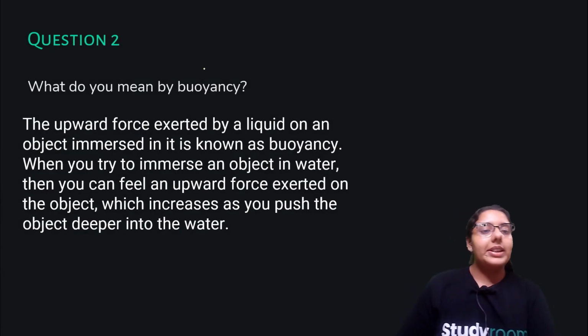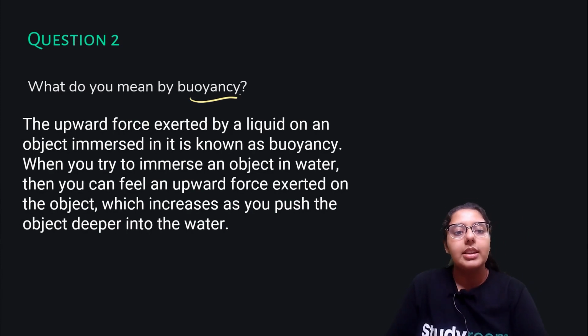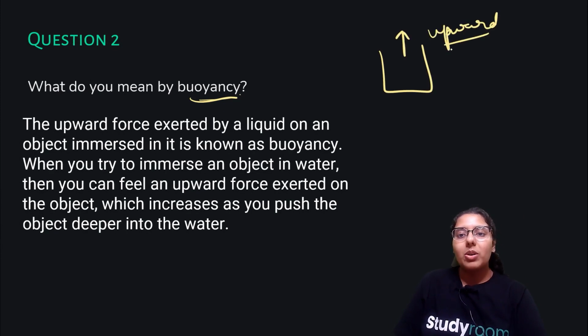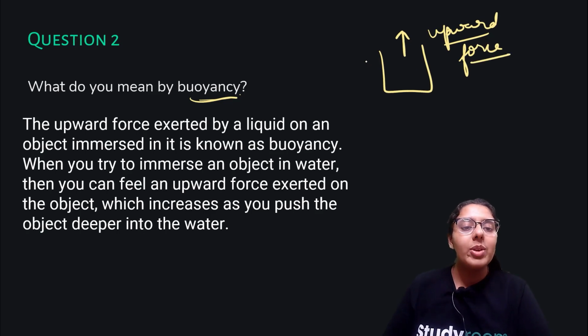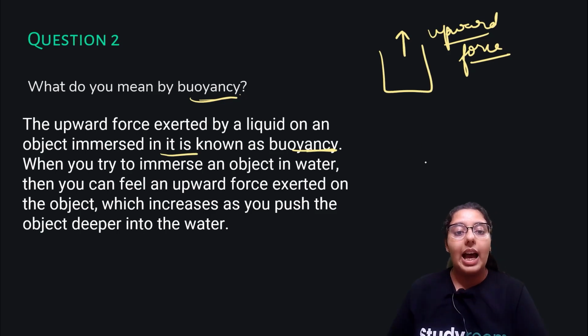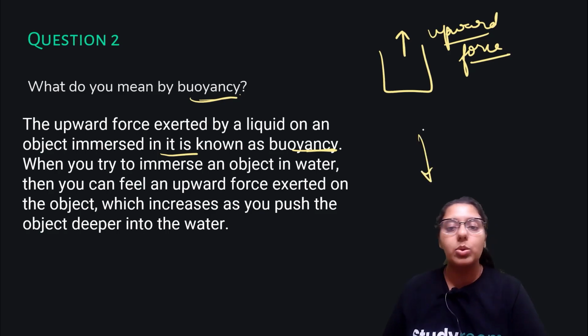So let's do question 2. What do you mean by buoyancy? The upward force exerted by a liquid, right? For buoyancy, it was your upward force. We have talked about buoyancy a lot in this part, right? A lot. So the upward force exerted by a liquid on an object immersed in it is known as buoyancy. When you try to immerse an object in water, then you can feel an upward force exerted on the object, which increases as you push the object deeper into the water.